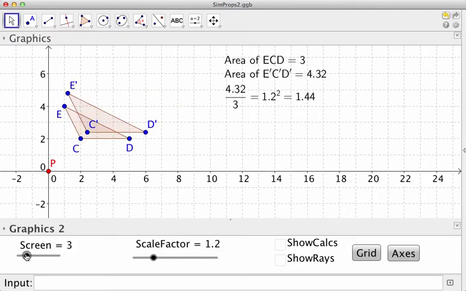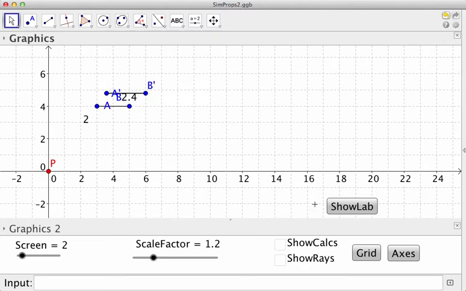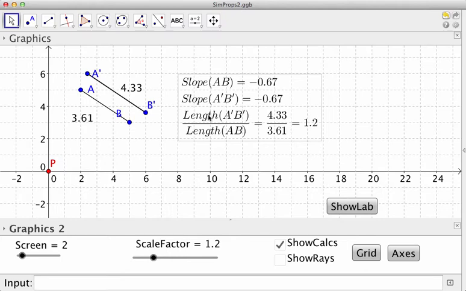When we go to screen 2, we now are looking at not just a single point, but at a pair of points connected by a line segment. So here we have AB, which right now has a length of 3.61. A prime B prime, the segment, has a length of 4.33. Well, if we look at those, we can see that the length of A prime B prime, 4.33, divided by 3.61 is exactly equal to our scale factor, 1.2.